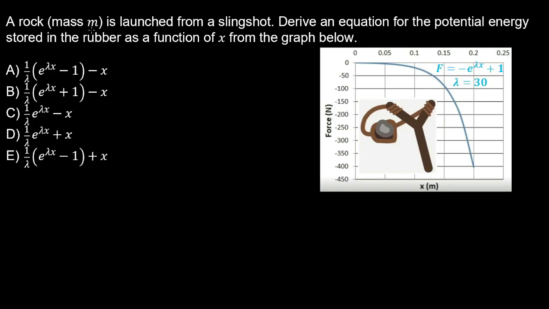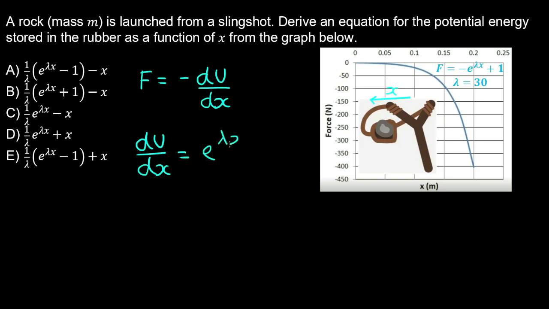A rock with a mass m is launched from a slingshot. Derive an equation for the potential energy stored in the rubber as a function of x from the graph below, which is the force versus the distance of the rock from the equilibrium position. So recall the force F is the negative of the slope of the potential energy function, where F is a conservative force, and if we multiply through by -1, we get du dx is minus F, which is e to the lambda x minus 1.